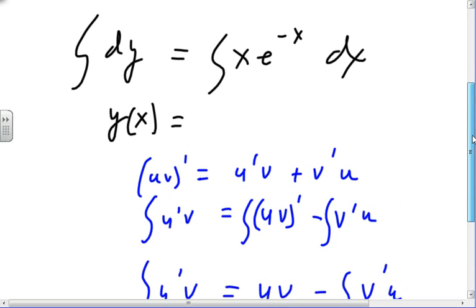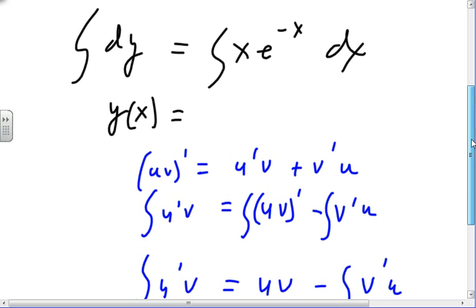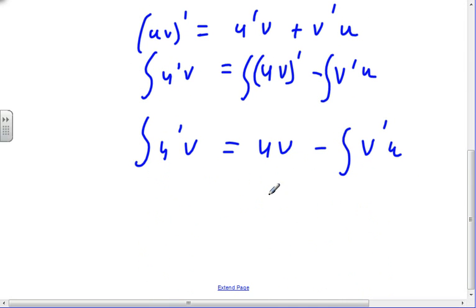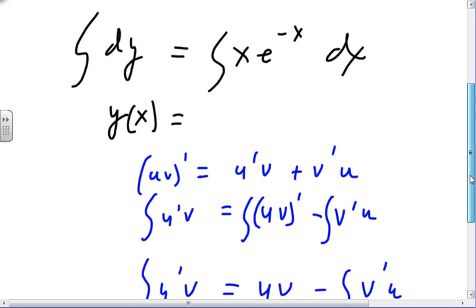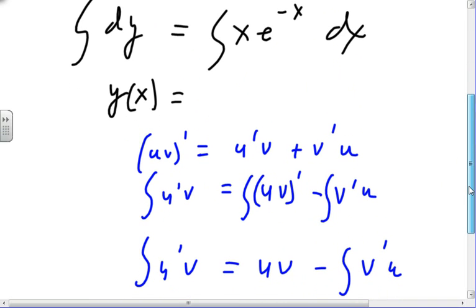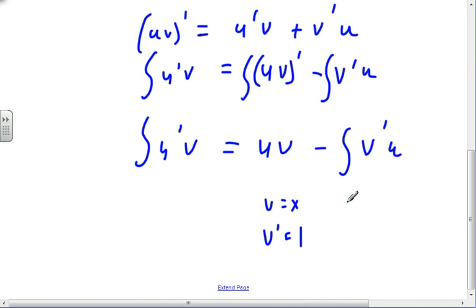And now I have to pick what I'm going to pick. So I'm going to pick x to be v. So v is equal to x, v prime is equal to 1, u prime is equal to e to the minus x, and u is equal to minus e to the minus x. Okay, so now we're all set.